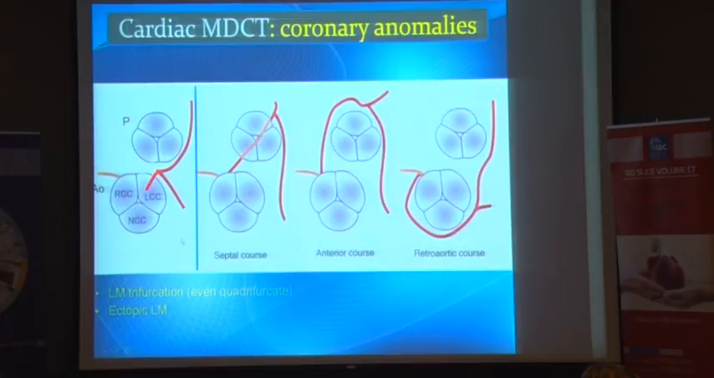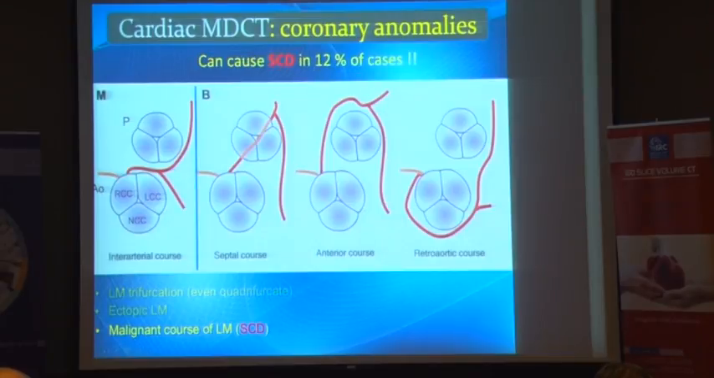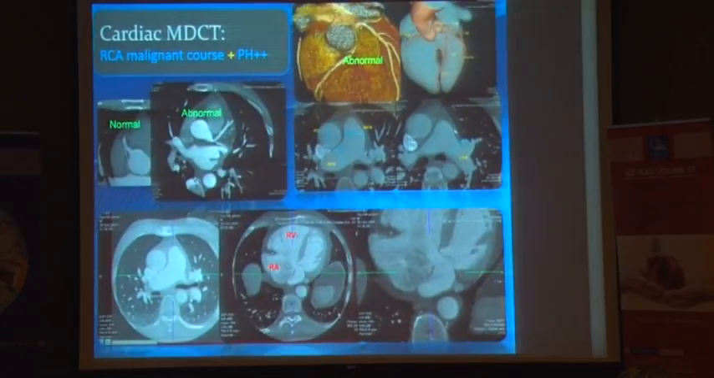But what could be problematic, and it's very important to report, is what we call a malignant course of the left main. Here, the left main is not arising from the left coronary cusp, but it is arising from the right coronary cusp. So it is squeezed between the pulmonary artery and the aorta. Pulmonary artery and aorta have high pressure, so the left main here is squeezed, and this is a dangerous situation, and it can lead to sudden cardiac death. So you see, with very high resolution, we can detect very small anomalies, and it's really interesting to get this type of information in our reports.